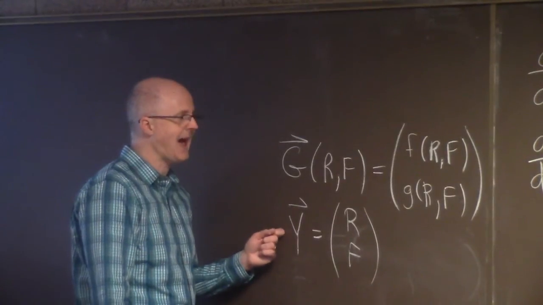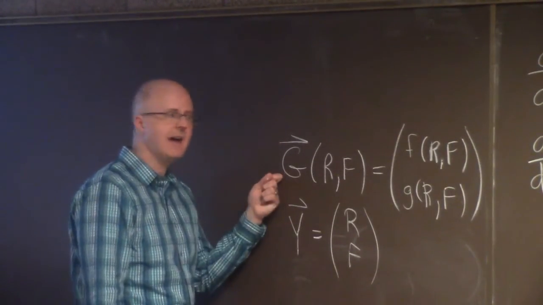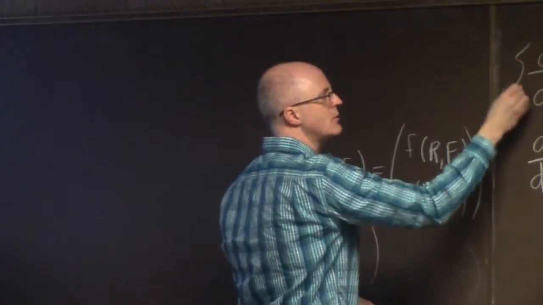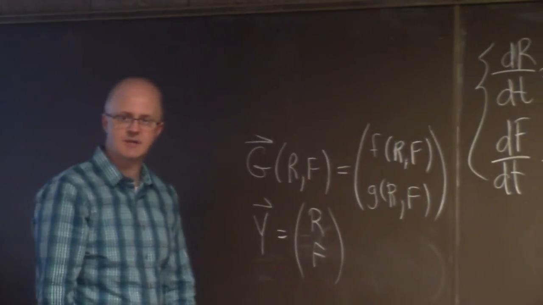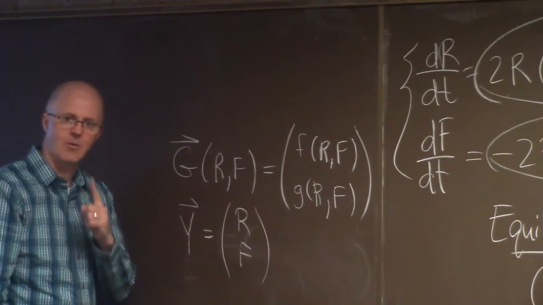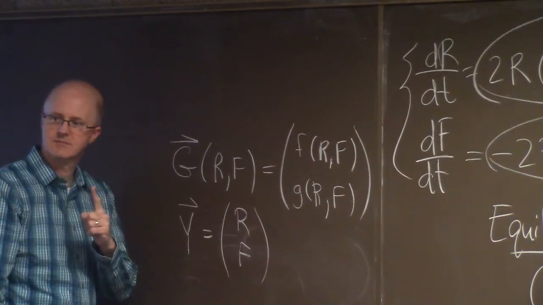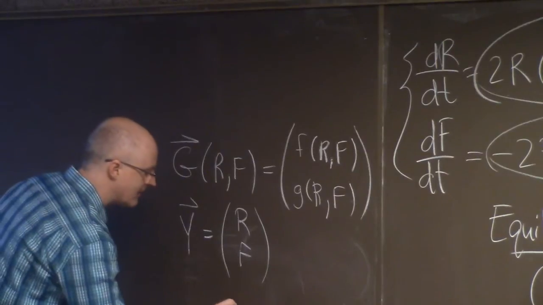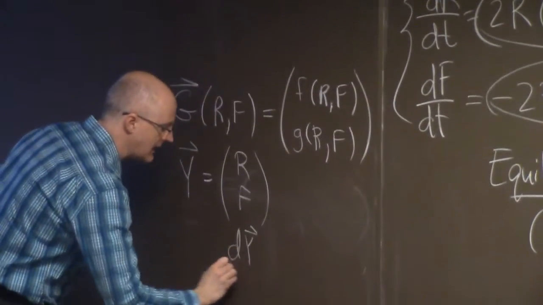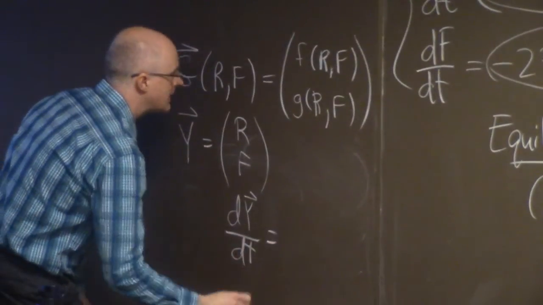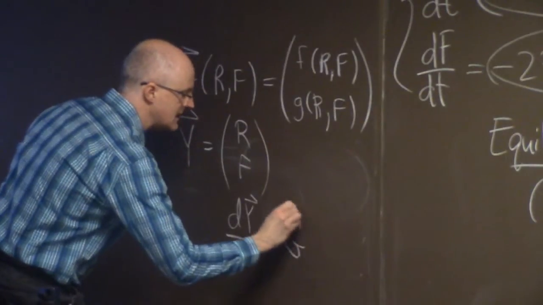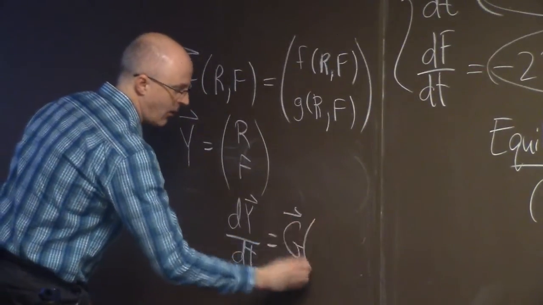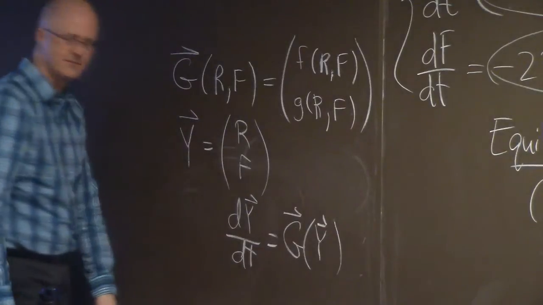Once I make these two definitions, I can think of the system of two scalar equations as a single vector equation. How do we do that? I write it like this: dY/dt equals capital G of R comma F, or I could write Y, in fact, even.